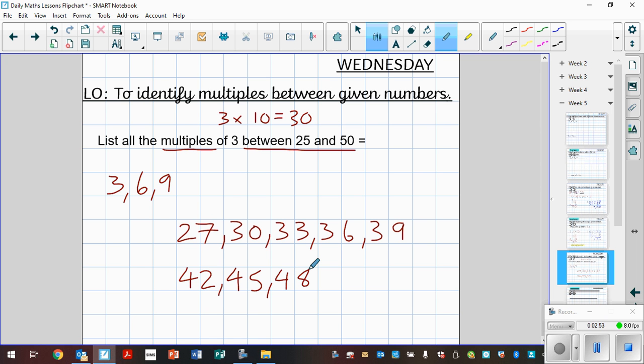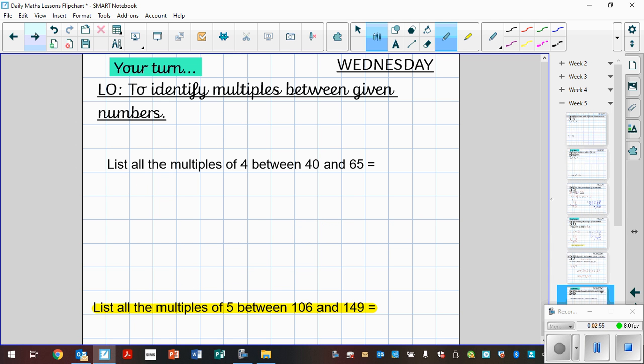So children, same as every day, here's a question for you to have a go at. It's asking, list the multiples of 4 between 40 and 65. So have a go, pause the video, have a go, and then once you've had a go, unpause the video and we'll work together to find out what the answers are.